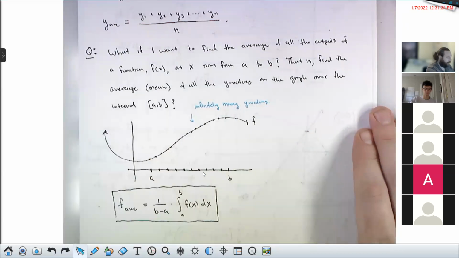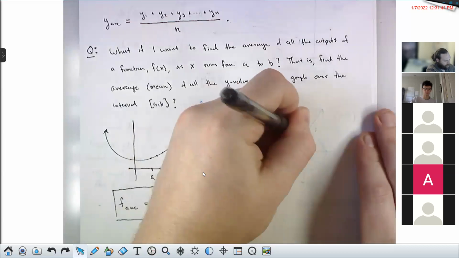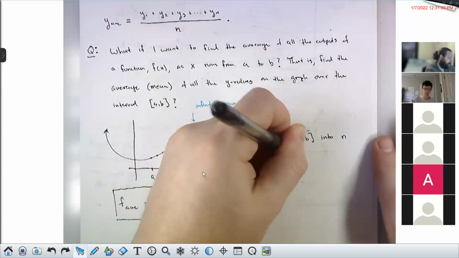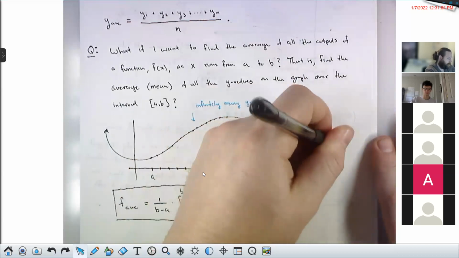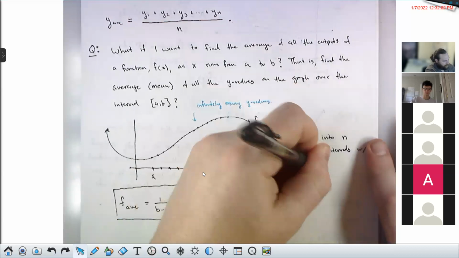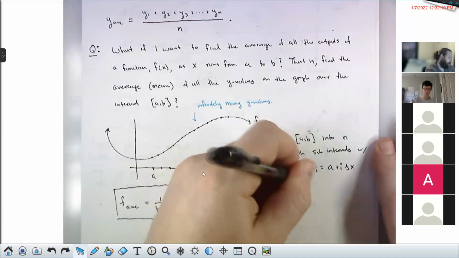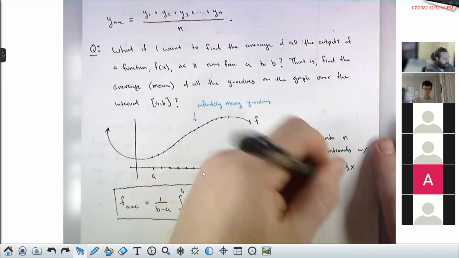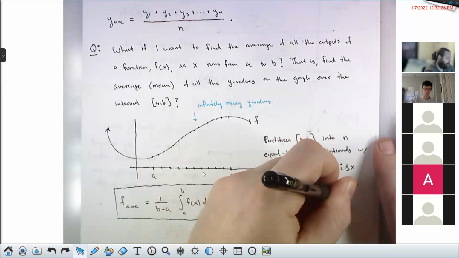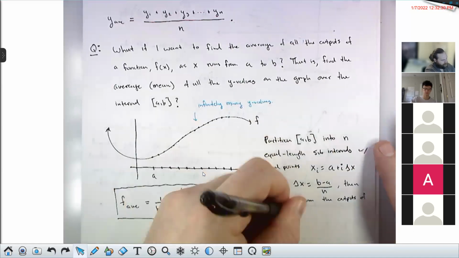Why is this the case? Well, if we partition the interval into n equal length subintervals with endpoints xi equals a plus i times delta x, where delta x is the width of one of those subintervals, b minus a over n, then we can approximate, we can sum the outputs of f at the xi's.